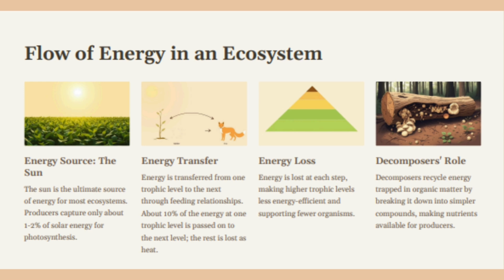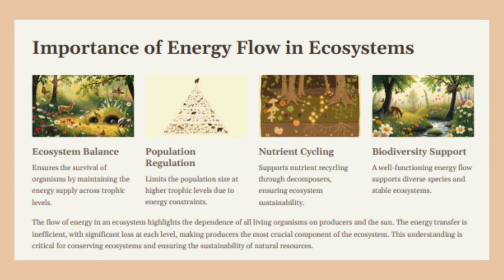Energy is transferred from one trophic level to the next through feeding relationships. About 10% of the energy at one trophic level is passed on to the next level, and the rest is lost as heat. Now, energy loss. Energy is lost at each step, making higher trophic levels less energy efficient and supporting fewer organisms. And we also have the decomposers' role. Decomposers recycle energy trapped in organic matter by breaking it down into simpler compounds, making nutrients available for producers.